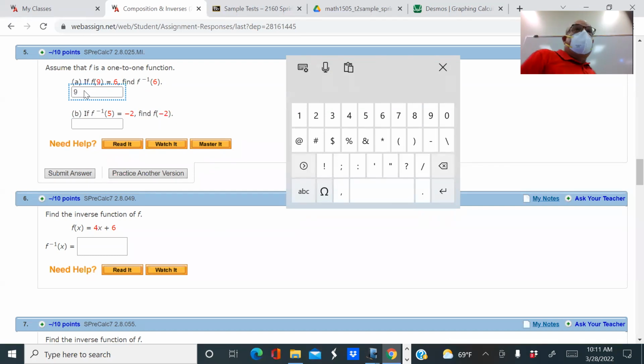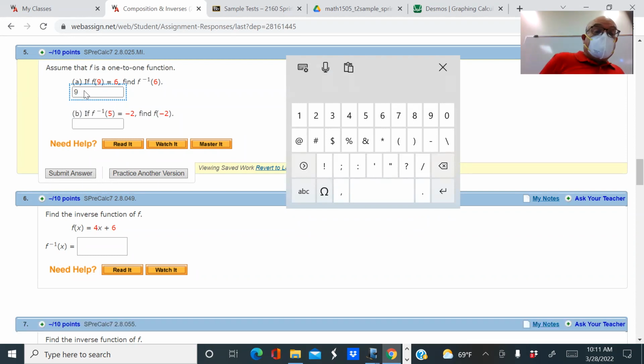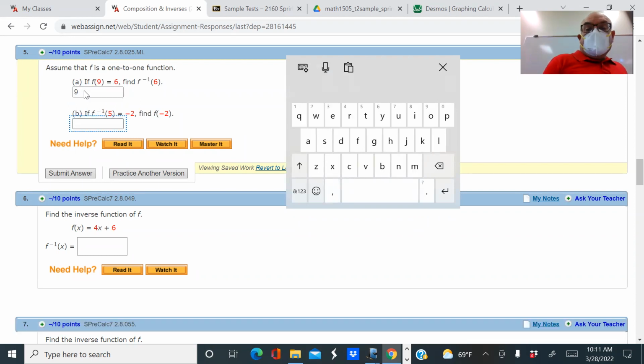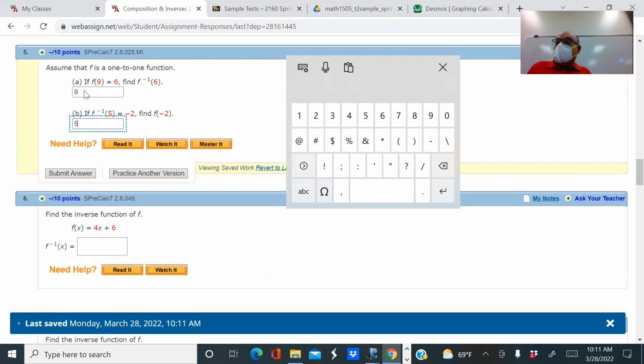And then going backwards would be the same. So if f inverse of 5 is equal to -2, then what's f of -2 going to be? 5, right? See, it's just that easy. So at a very basic level, inverse functions are really easy to understand. The way we create inverses is easy.